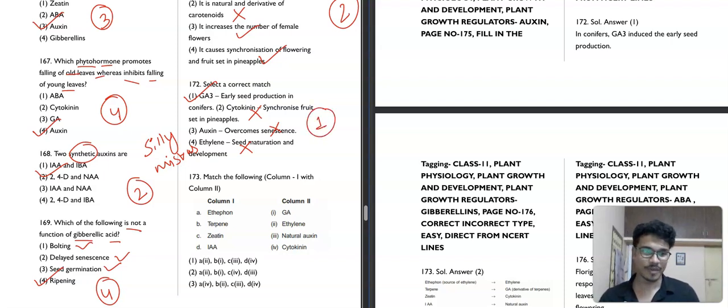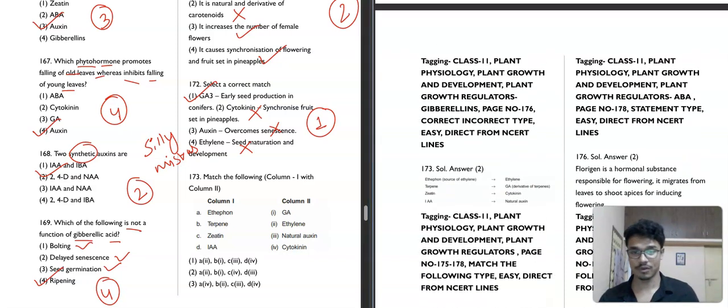Then we will also do a match the following type of question. Most common question for this hormone chapter. Ethephon, tell me what is ethephon? Ethephon is ethylene. Then terpene derivative is gibberellic acid. Then zeatin is cytokinin. Indole acetic acid is natural auxin. So our correct answer here will be the second option.